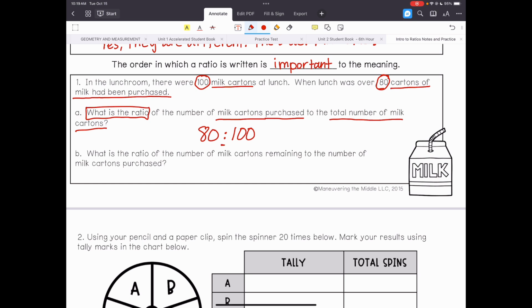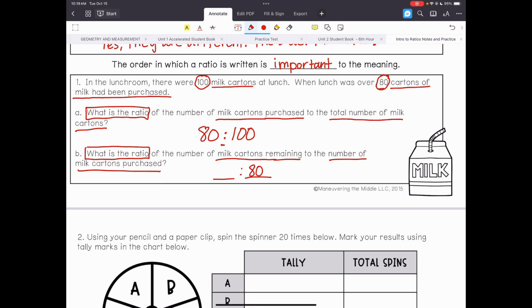The next thing says, what is the ratio of milk cartons remaining to the number of milk cartons purchased? So I know that I'm comparing two different numbers. This is where it does get tricky. We have to start doing some mathematical thinking here. The first thing is, I don't know how many are remaining. I do know that there were 80 purchased, so I can fill that in right away because I was given that information.